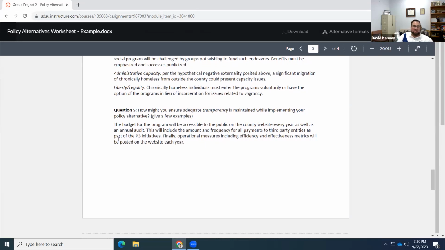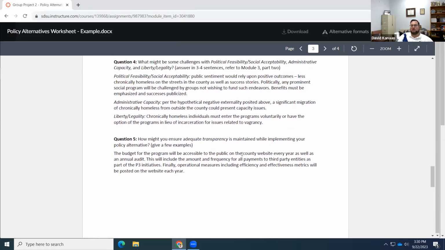Just a real simple paragraph here. So budgets accessible to the public on the county website. Every year it's updated. There's an annual audit. This will include the amount and frequency of all payments to third-party entities as part of the P3 initiatives. Finally, operational measures, including efficiency and effectiveness metrics, will be posted on the website each year. So it's fairly transparent.